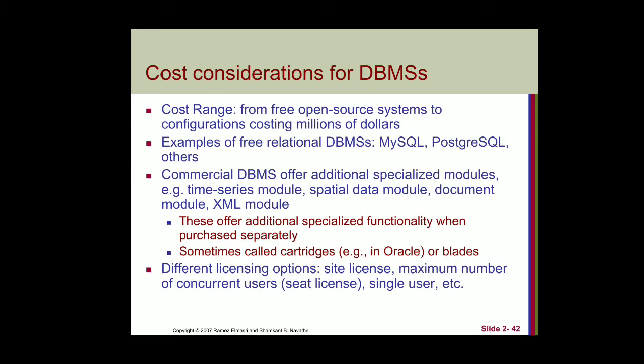And based on cost also, we can have different kinds of DBMS. Cost ranges from free open source systems to configurations costing millions of dollars. Examples of free relational DBMS are MySQL, PostgreSQL, and others. And commercial ones, wherein we have to pay money, are like Oracle, right? They offer some additional specialized modules, for example a time series module, spatial data module, document module, XML module, all these things. They are adding some functionality, and for that functionality we have to purchase those DBMS, right? And Oracle is an example of a commercial DBMS.